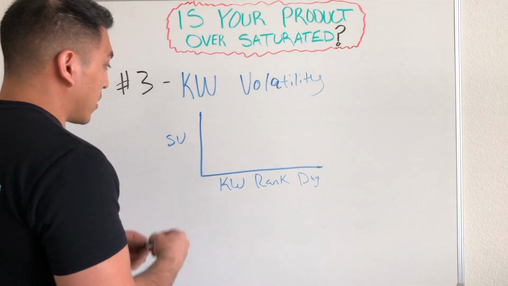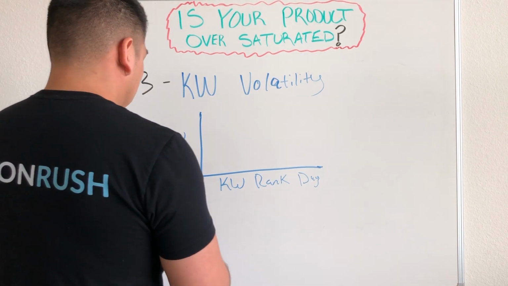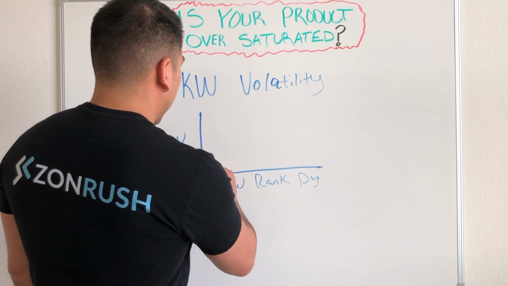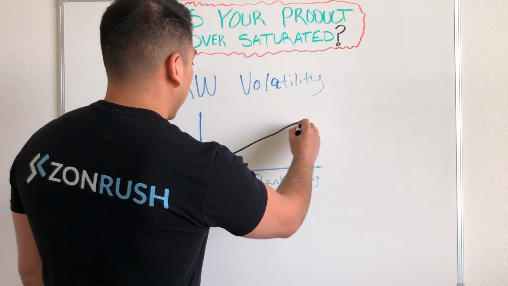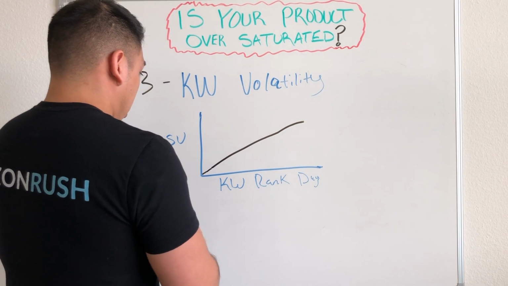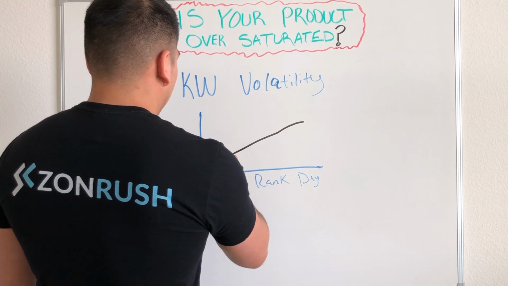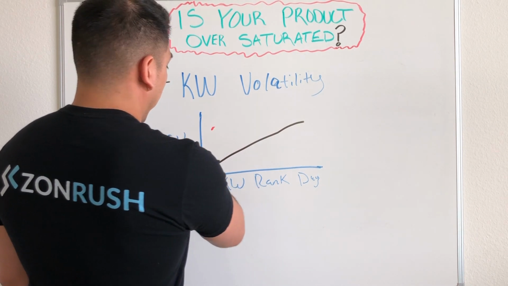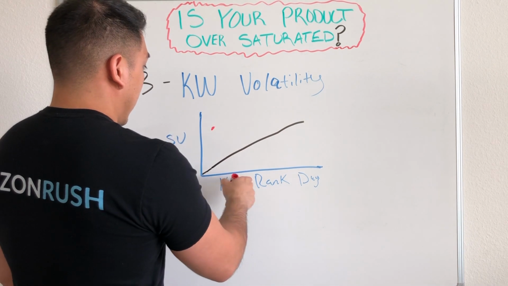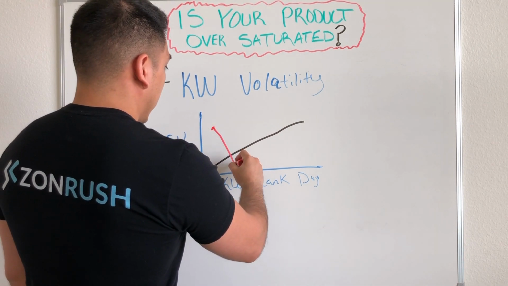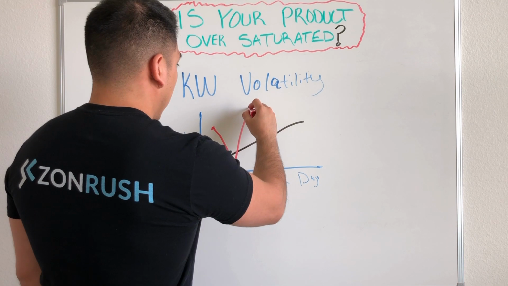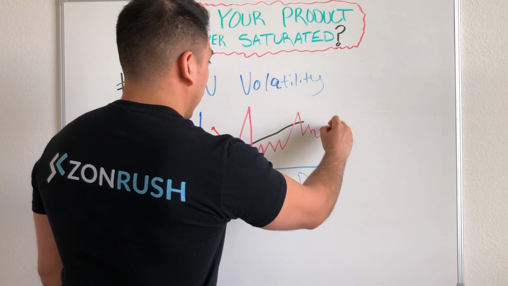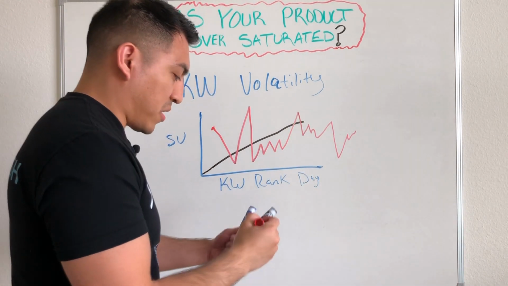And basically, this is what you're wanting to stay away from. So let's say search volume, keyword rank, instead of looking like this, over time, your keyword rank looks like this. Maybe one day you'll be ranked for your main keyword fairly high, and the next day it goes boom, and then the next day it goes boom, then it goes boom, and then it goes like this. So you get the picture.